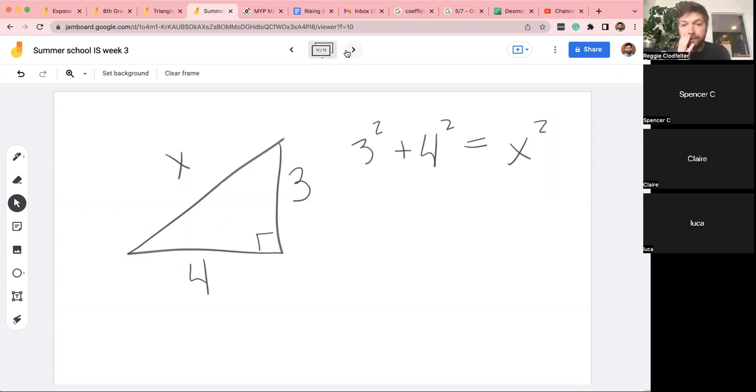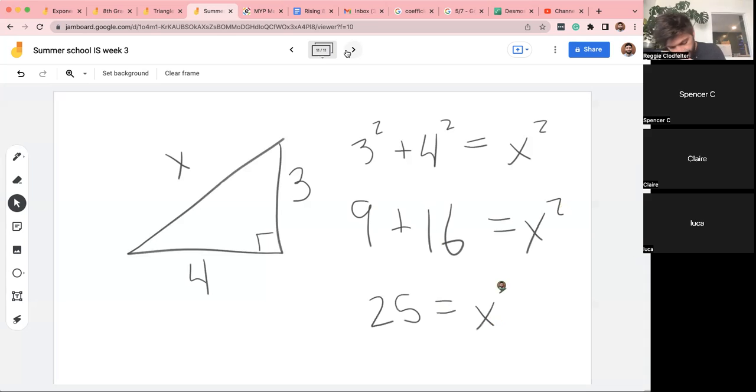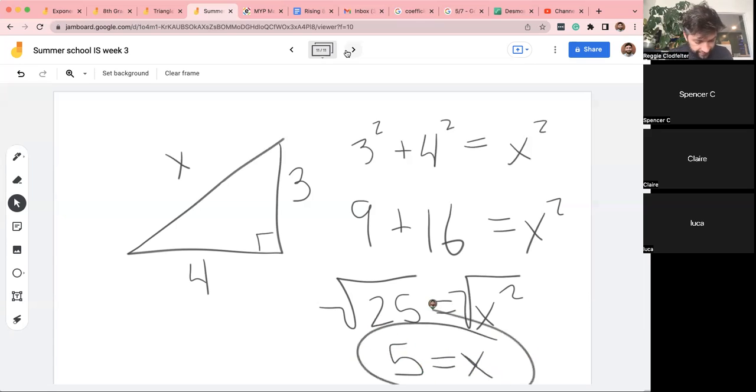Okay, back to math. So 3 squared plus 4 squared will equal X squared. So first I have to figure out, remember PEMDAS, I'm going to do my exponents first. 3 times 3 is 9. 4 times 4 is 16. So that tells me that 9 plus 16 is going to equal my missing side squared. So 9 plus 16 is 25, which will equal X squared. So my missing side is not 25. It's going to be the square root of 25. 25 is my missing side squared. Square root of 25 is 5. So 5 equals X. So my missing side is 5.